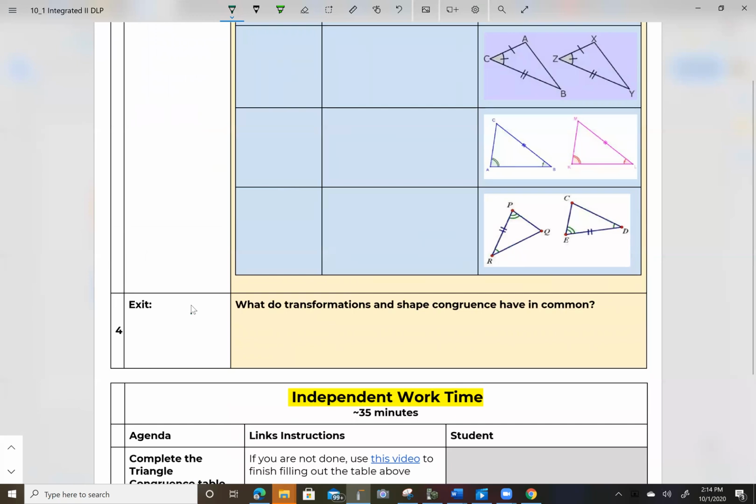Please answer your exit question. And the independent work for today is to finish filling out that table if you did not get it.